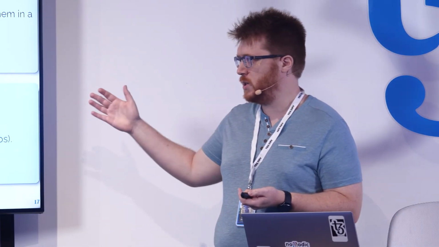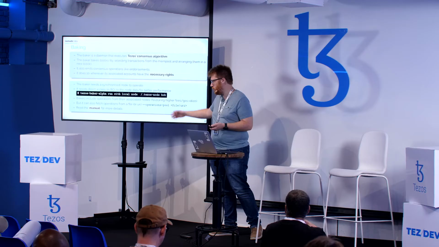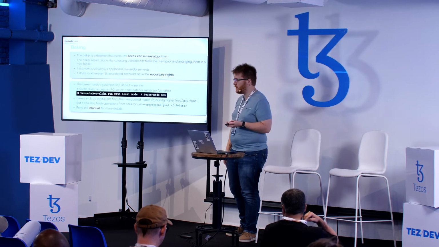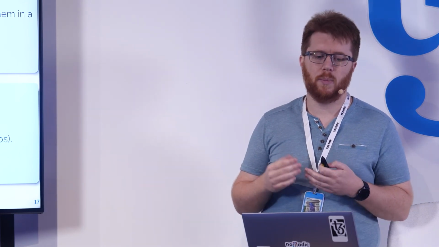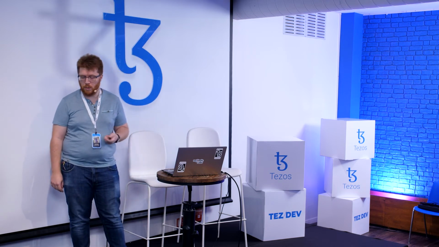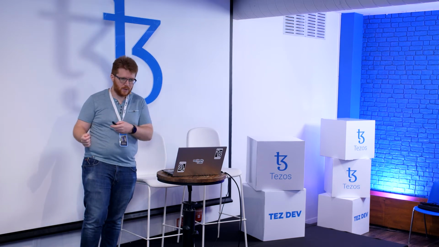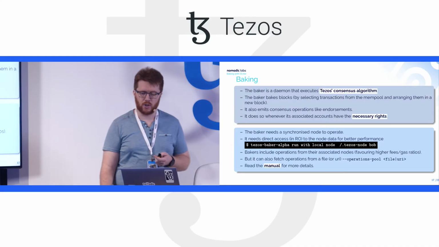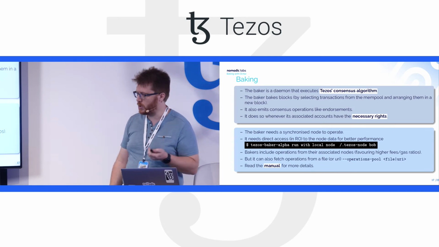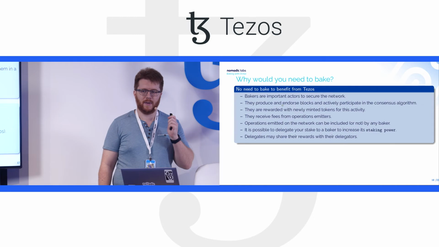It needs to be synchronized to a node, and in fact, it needs to be locally connected to a node because, for more performance, like the proxy server, it needs to have read-only access to the data of the node. Bakers can include operations from the mempool of the node, of course, but they can also fetch operations from a file. This can be interesting if you want to emit operations into the chain without emitting them into the network first, making sure that only your baker will include them in the network. So for more information, again, see the documentation and the manual.